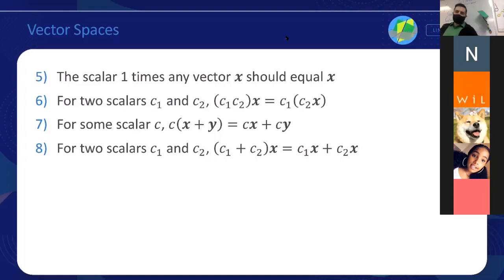And so those are your main properties. There'll be several problems in your homework that are like, go through these 8 properties. Do any of them not work if this is what your vector space looks like?